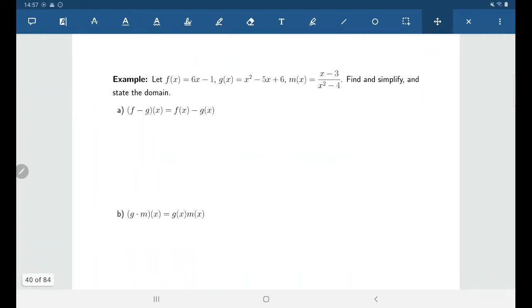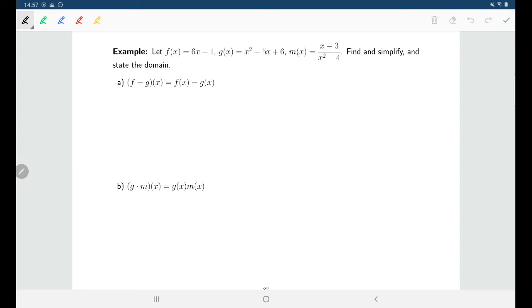So just a couple of examples here. We've got three functions, f, g, and m, and the first one would be me finding just f minus g, and that one's relatively straightforward. So when I write f minus g of x, that's the function I get when I take f of x and I subtract g of x from it. So let's do that. f of x is 6x minus 1. And g of x is x squared minus 5x plus 6. And now we'll just subtract away.